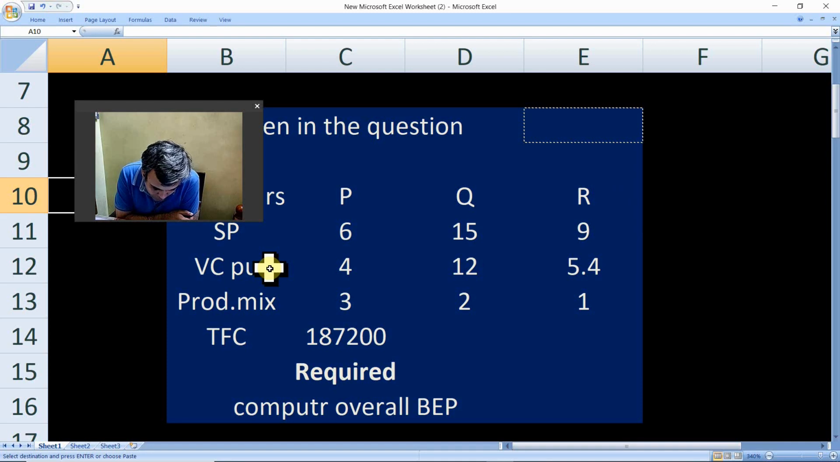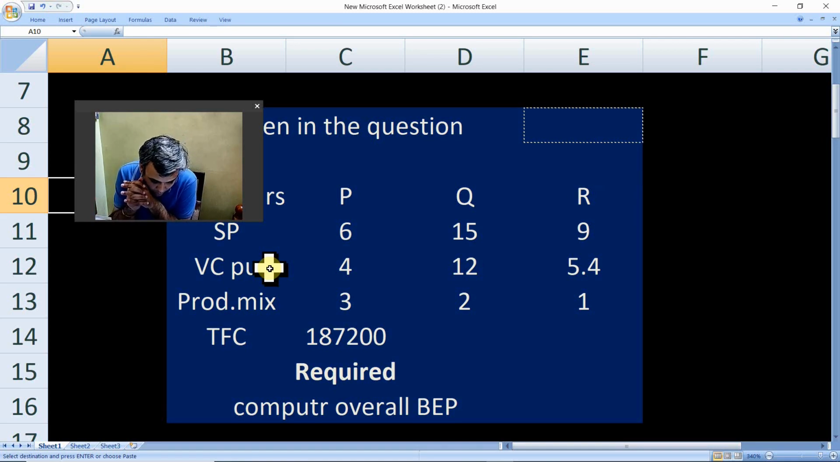Product mix, that is the ratio of sales, is 3 is to 2 is to 1. Meaning in the past, whenever they have analyzed the sales, the pattern is usually 3 is to 2 is to 1. If they have totally sold 6 units, 3 of them are going to be P, 2 of them will be Q and 1 will be R. That is usually how the sales pattern is. That's what they have observed, right? That is product mix 3 is to 2 is to 1.